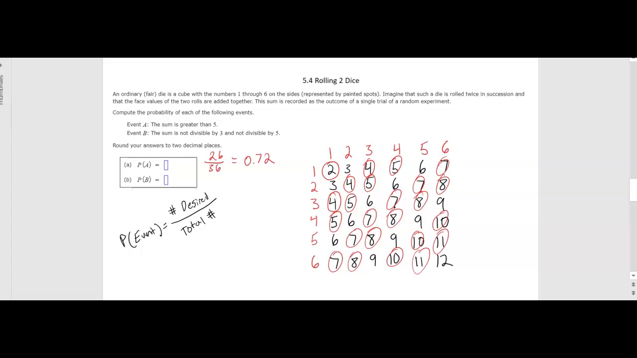But remember, the sum has to be both not divisible by 3 and not divisible by 5. So all of the ones on here that we circled that are divisible by 5, we have to uncircle because, remember, it has to satisfy both of these. So remember, 10, that's divisible by 5, so we can't include that anymore. Sorry, that's got to go away. And the other one that's divisible by 5 is 5. So we got to take away all of these 5s.